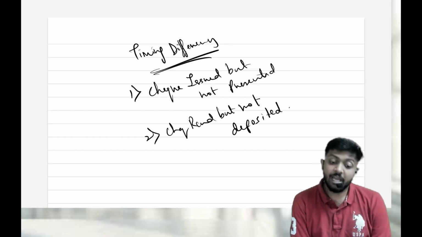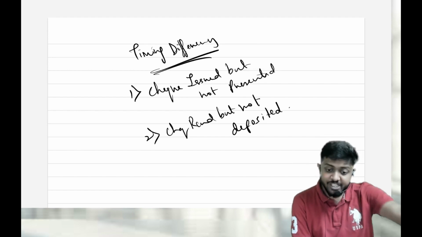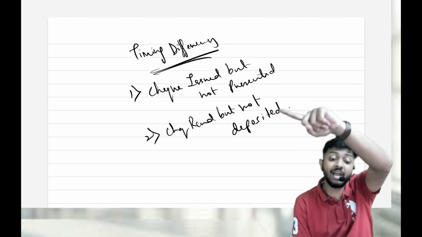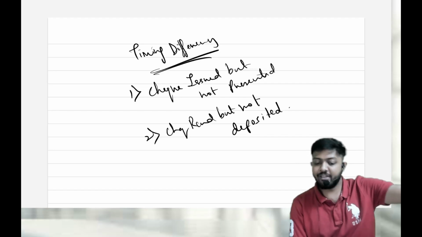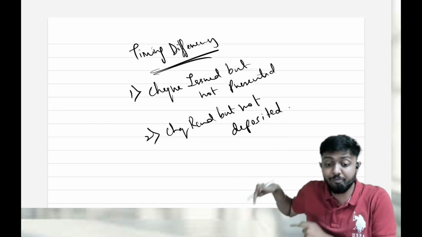Timing differences, I'll tell you. Check issued but not presented. Suppose I have given a check to my supplier, as I was supposed to pay him. I have given it, but has he presented it to the bank? No. If he does not present it to the bank, the bank cannot process it. If the bank cannot process the payment, will the money go out of my bank account?